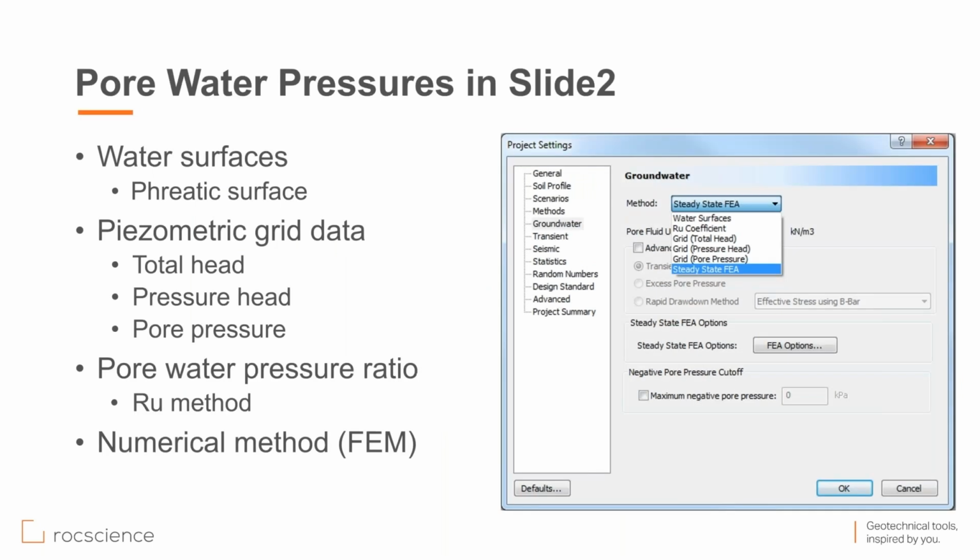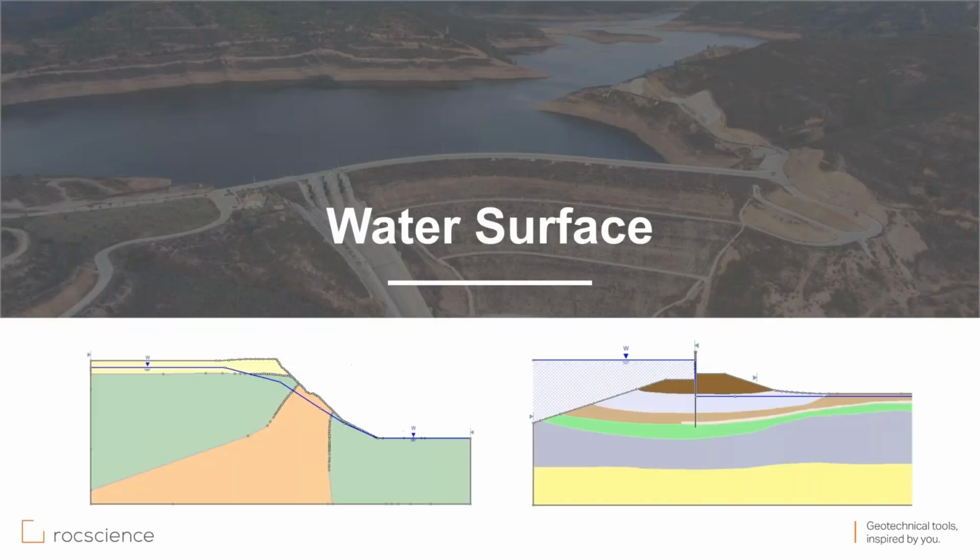In Slide2, we have different methods to incorporate the pore water pressure in our calculations of factor of safety and stability. Of all these methods, I've listed here the water surface, piezometric grid data, the pore water pressure ratio Ru method, and we have the built-in finite element engine to do seepage analysis. I have examples for you here on water surface, piezometric grid data, and finite element seepage analysis. The first one is water surface. I have two examples: one is an open pit with a piezometric line inside the domain, and the other one is a levee under flood, and the level of the flood, as you see here, is rather high.